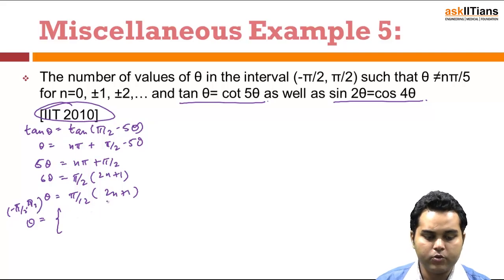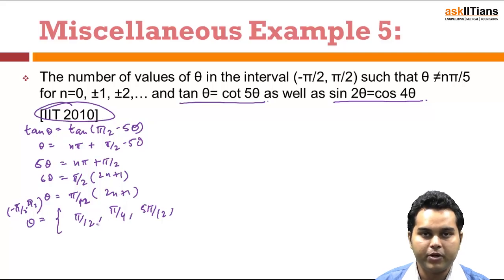For the value of n equal to 0, I get pi by 12. For n is equal to 1, I get 2 plus 1, that is 3 pi by 12 or pi by 4. For n is equal to 2, I get 4 plus 1, that is 5 pi by 12. If I put n is equal to 3, I get 6 plus 1, that is 7 pi by 12. Now 7 pi by 12 is lying beyond pi by 2, so I'll neglect that. I'll start with the negative values now.